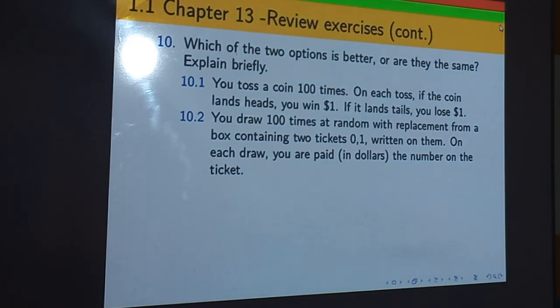Which of the two options is better? Or are they the same? Explain. You toss a coin 100 times. On each toss, if the coin lands heads, you win $1. If it lands tails, you lose $1. The second one: you draw 100 times at random with replacement from a box containing two tickets, 0 and 1, written on them. On each draw, you are paid the number on the ticket. Which option is better?